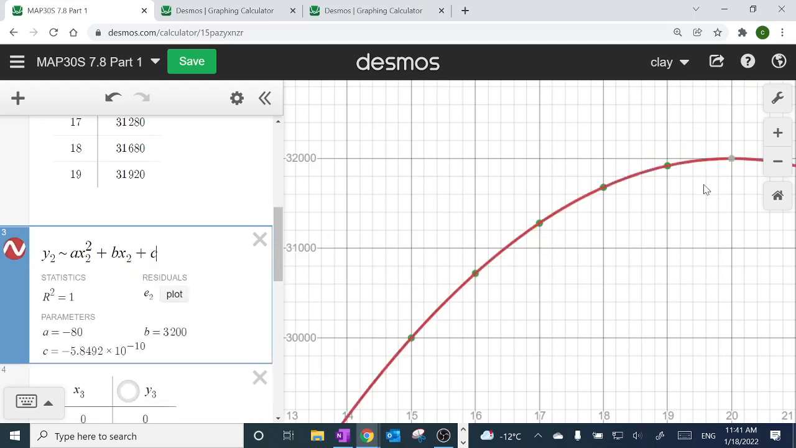And what's my vertex? Notice all the dots that I put in are some color like green, and the ones that they figure out for you are gray. That's a nice thing because you're just looking at your data going, oh yeah, that's the one it found for me. There is my vertex. So my vertex is 20, 32,000.